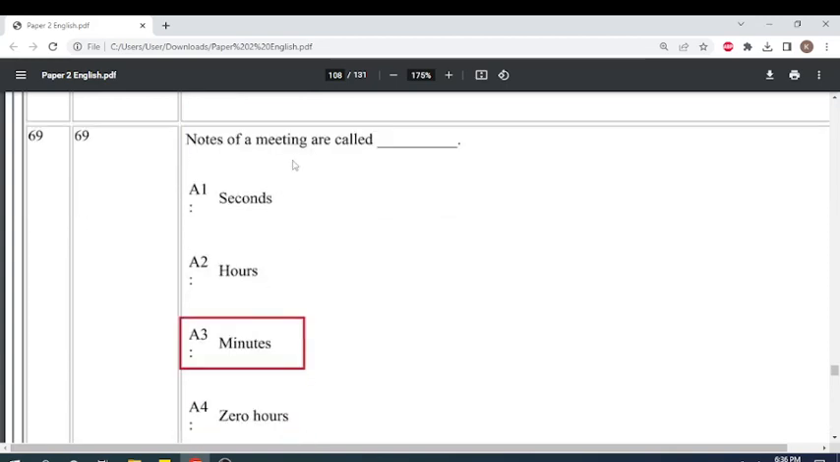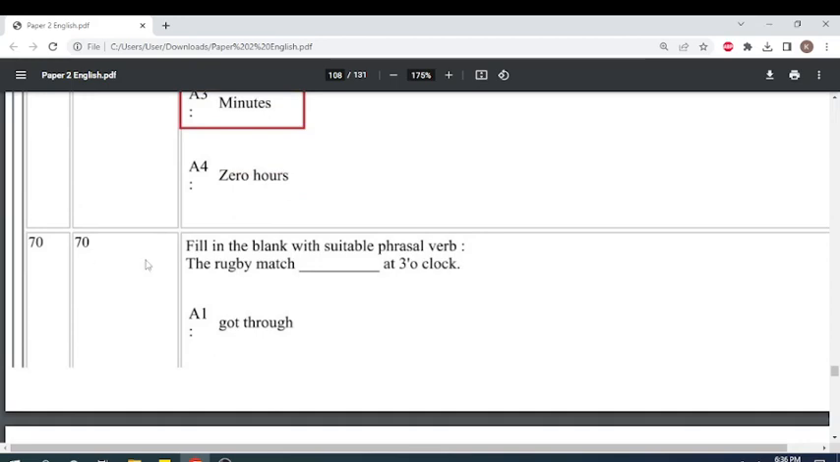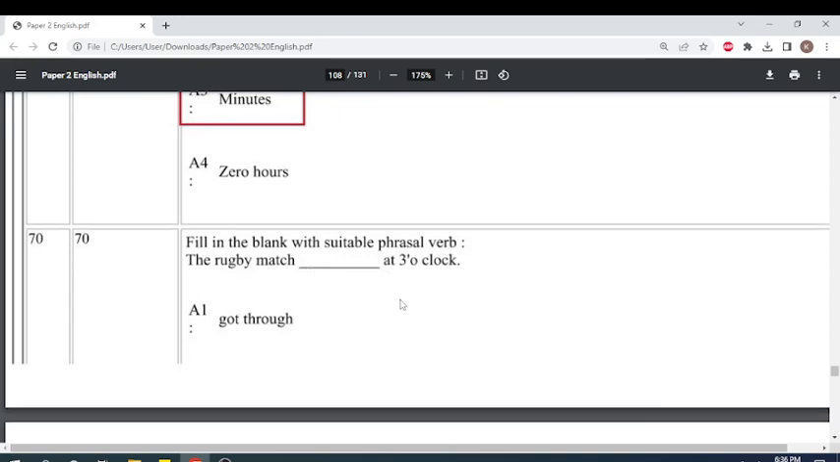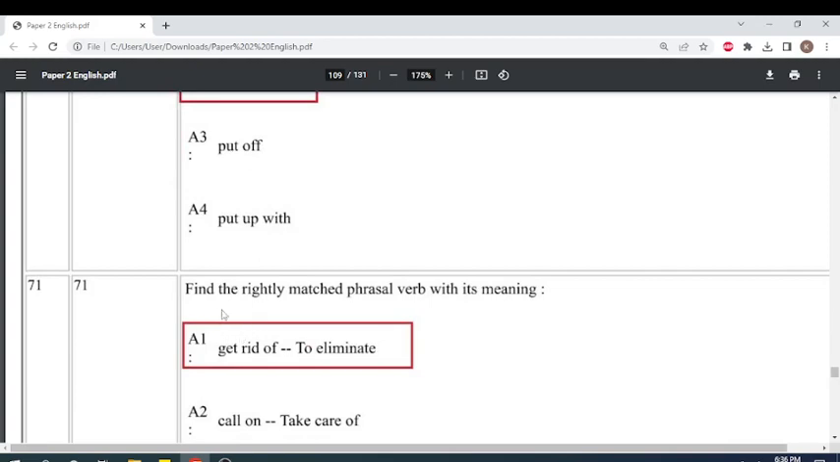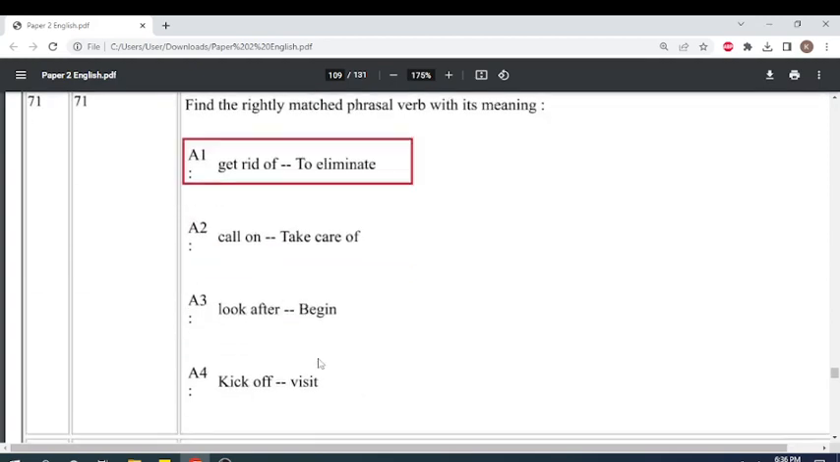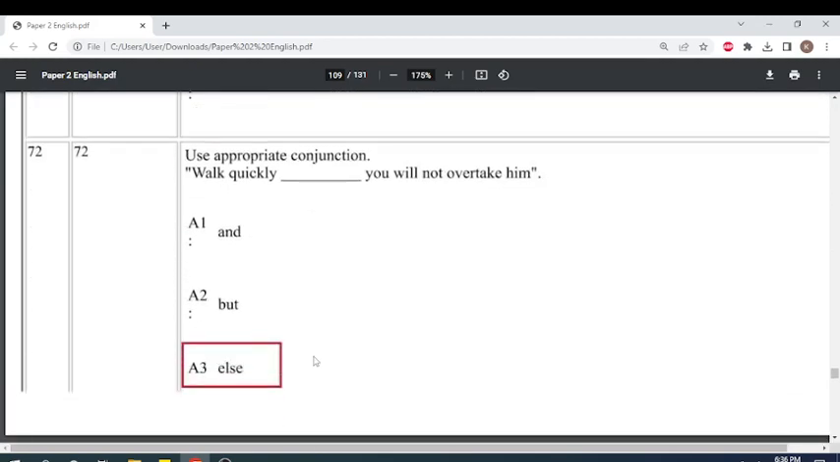69. Notes of your meetings are called. Answer A3, minutes. 70. Fill in the blank with a suitable phrasal verb. The rugby match dash at 3 o'clock. Answer A2, kicked off. 71. Find the rightly matched phrasal verb with its meaning. A1, get rid of, to eliminate. 72. Use appropriate conjunction. Walk quickly, dash you will not overtake him. Answer A3, else.